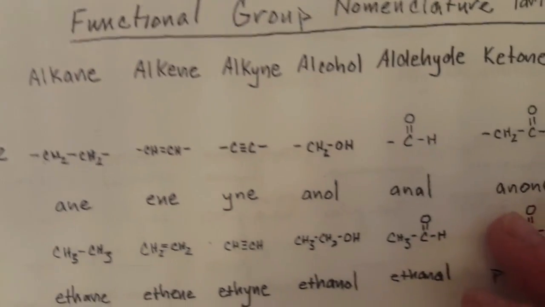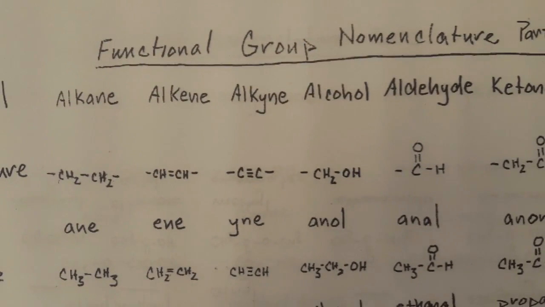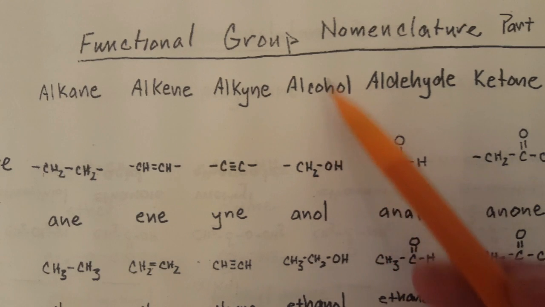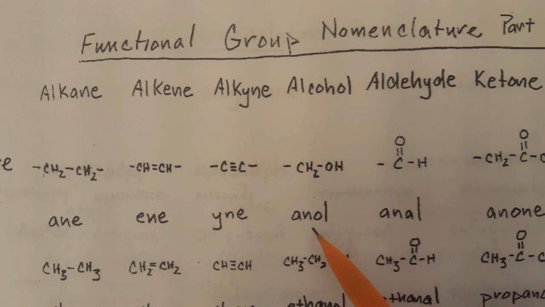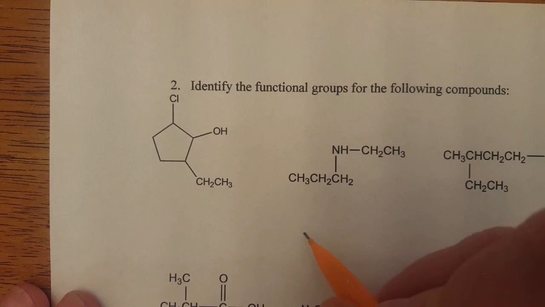So, if we look at our cheat sheet, we will find this particular functional group under alcohol. It's a carbon OH, so this is called an alcohol, and alcohols end in -ol. So this structure is going to end in -ol.